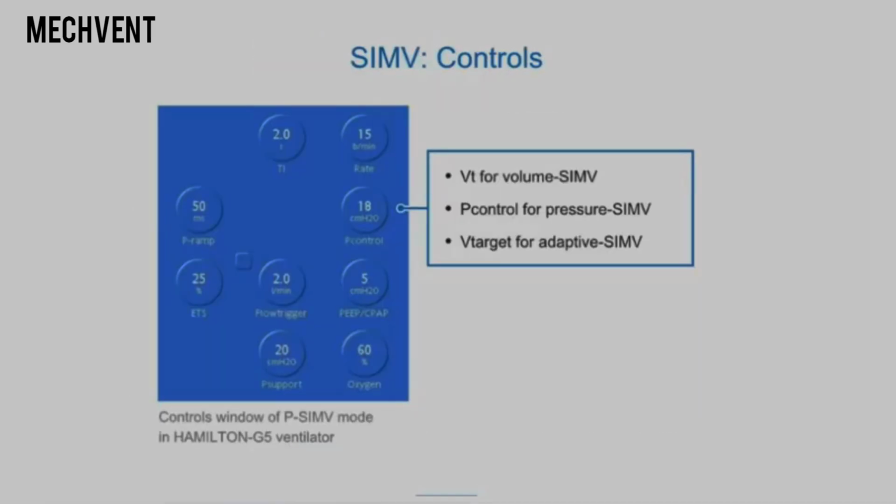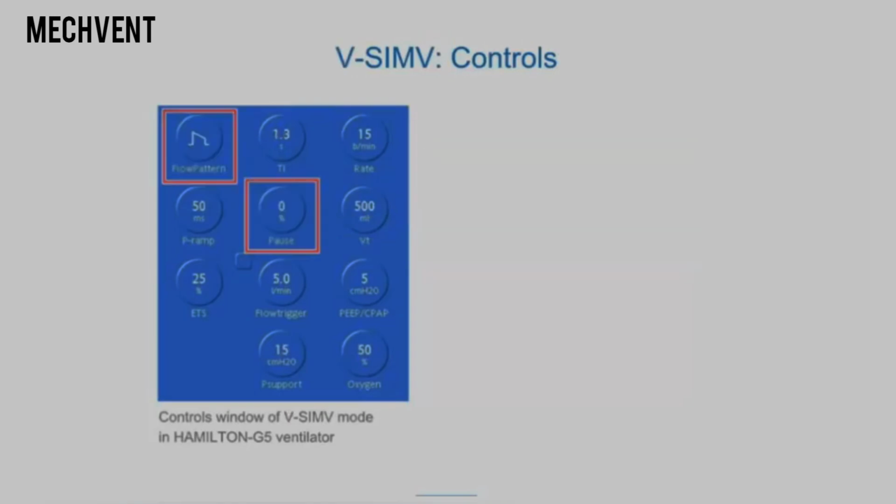Typically, SIMV modes have the following controls: rate, TI or I to E ratio, patient trigger type and sensitivity, tidal volume for volume SIMV, pressure control for pressure SIMV or target volume for adaptive SIMV, pressure ramp or rise time for pressure SIMV and adaptive SIMV, flow cycle ETS, PEEP, FiO2. Volume SIMV mode may have 2 more controls: flow pattern, inspiratory pause.